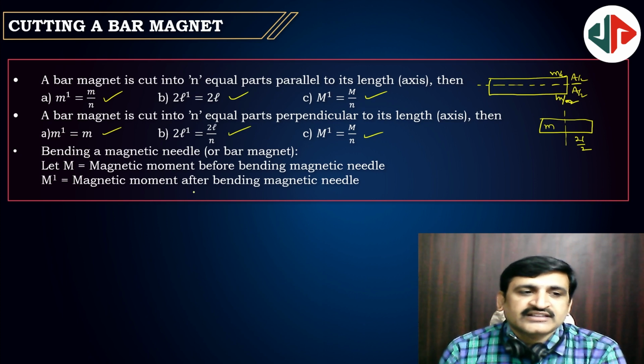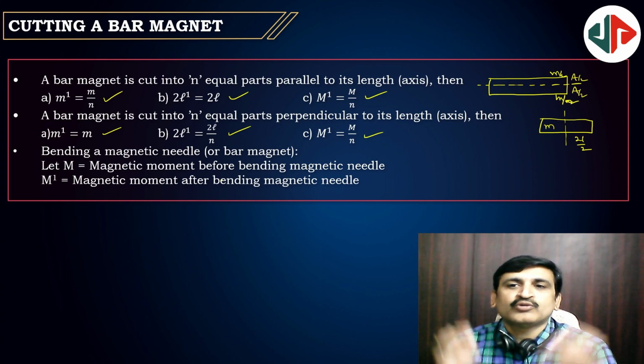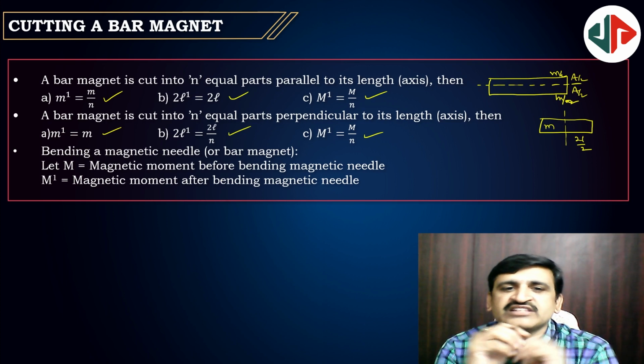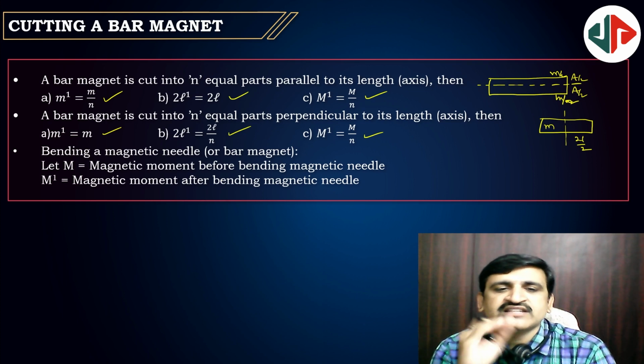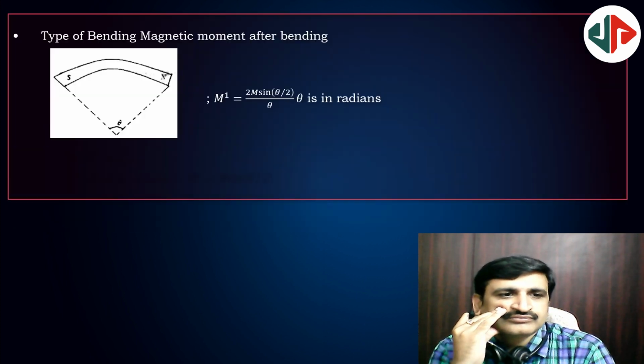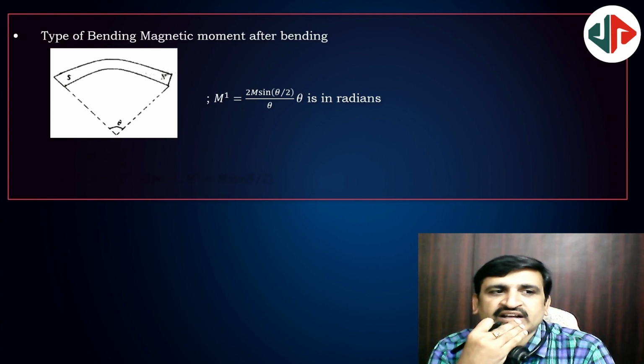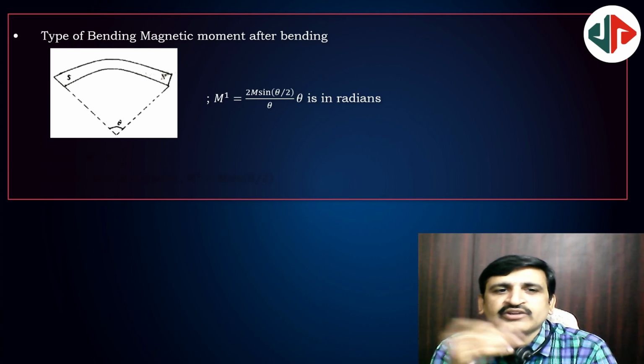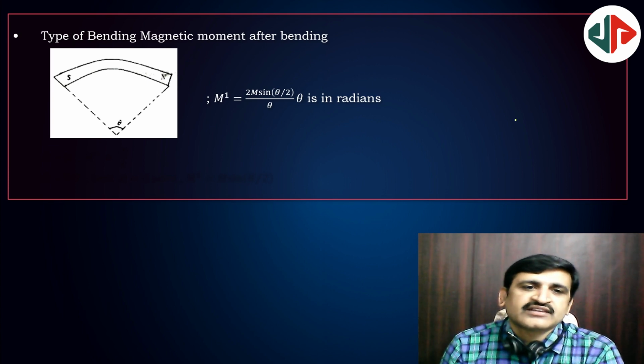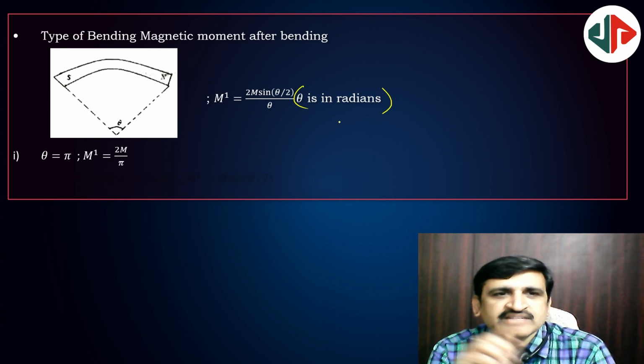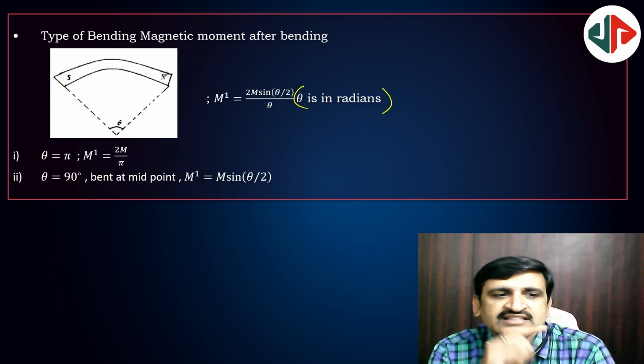Bending a bar magnet. If you bend a bar magnet, then the two poles will come closer. Automatically the moment will change. So bending a magnet changes the moment. If you bend a magnet into an arc of radius r and angle theta, then the new moment will be the old moment m times 2 sin theta by 2 by theta. Theta must be in radians. And if it is bent into a semicircular arc, then the answer will be 2m by pi.